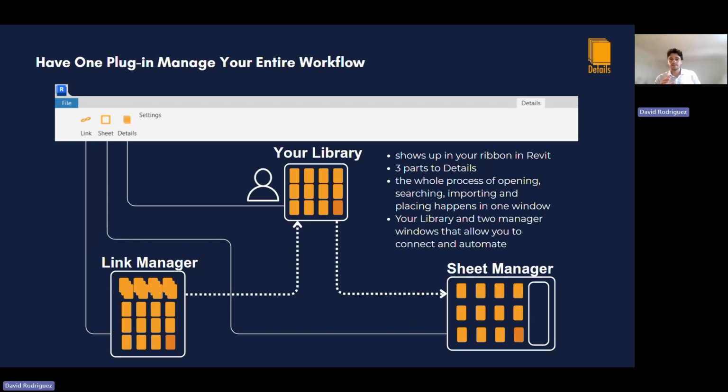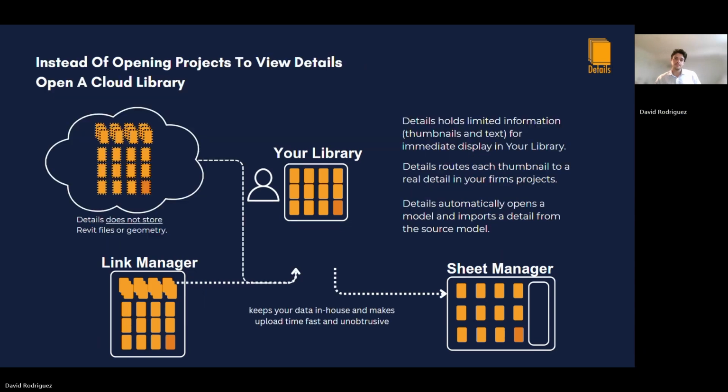So this is Details. It's a Revit plugin with three main parts. Link Manager, which controls which details come into your library. Sheet Manager, which controls how details come out of your library. And Your Library is your detail repository that allows you to quickly search, organize, import, and place details in one window without leaving your Revit project.